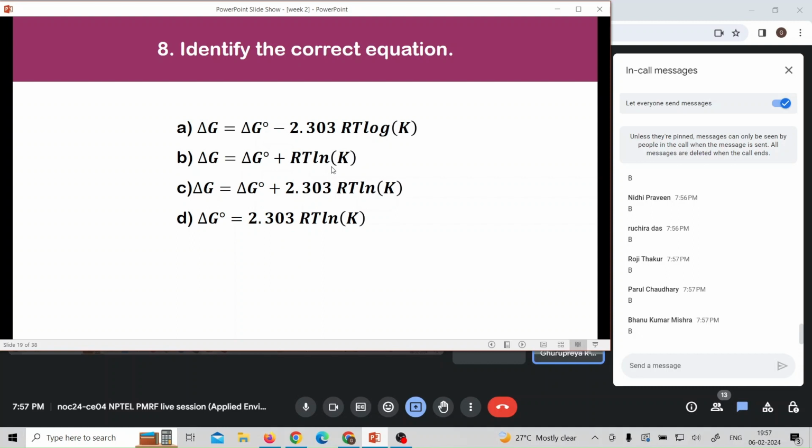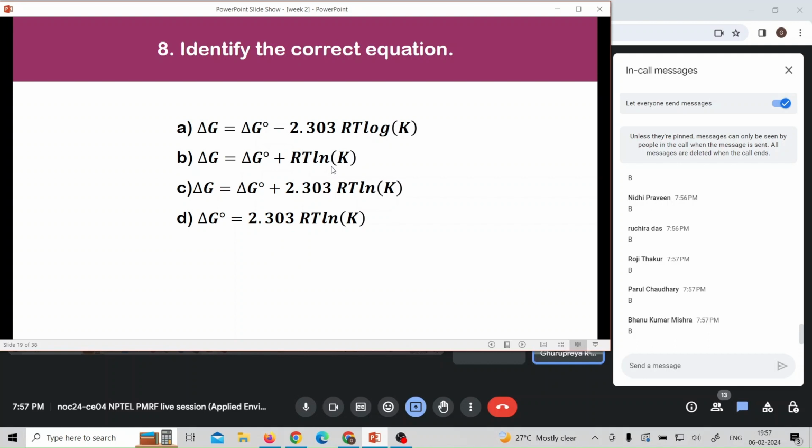And here A is basically completely wrong. It's not negative. You're not going to subtract anything from the standard Gibbs free energy. And C, if it's going to be 2.303 RT log K, then this is going to be right. The relationship between ln and log you all know. So if it's going to be 2.303 RT log K, then this relationship holds true and is meaningful.